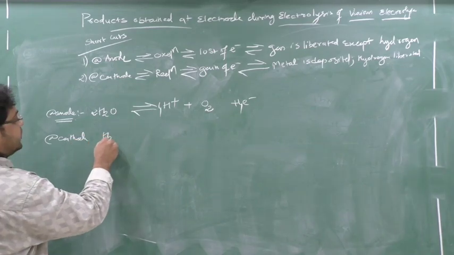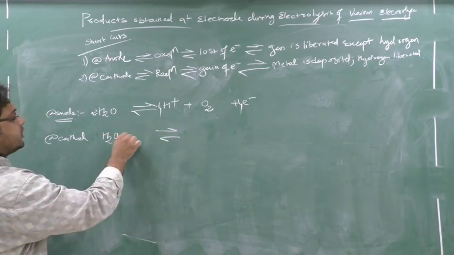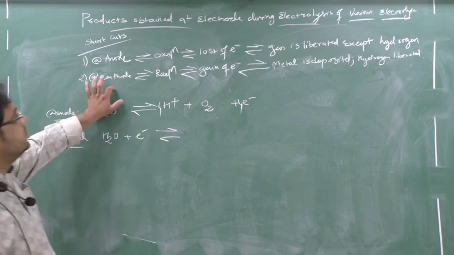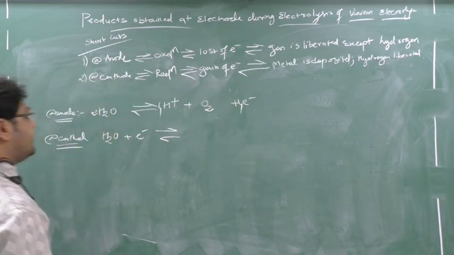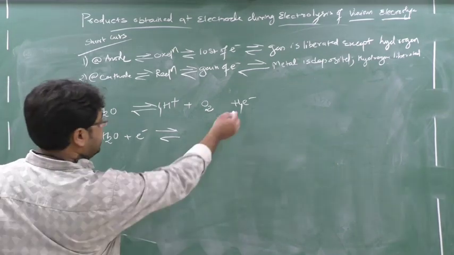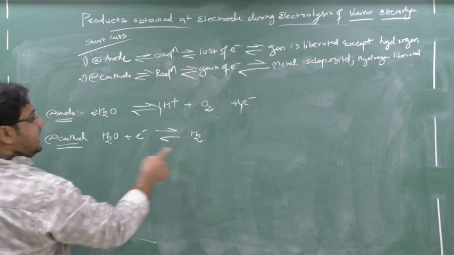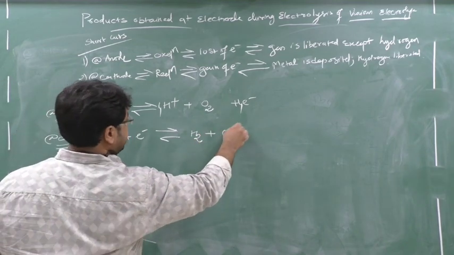At cathode, what will happen to water? First, at cathode, electron will be gained. Yes or no? Water will gain the electron, because at cathode there is a gaining of electron. Now, when it gains the electron, hydrogen is obtained. See, at anode oxygen is liberated, at cathode hydrogen is liberated, plus OH minus will be liberated here.